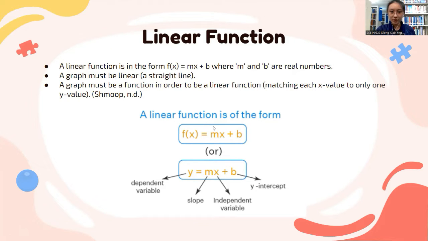A linear function can also be in the form y = mx + b. y represents the dependent variable, m represents the slope or gradient, x represents the independent variable, and b represents the y-intercept.